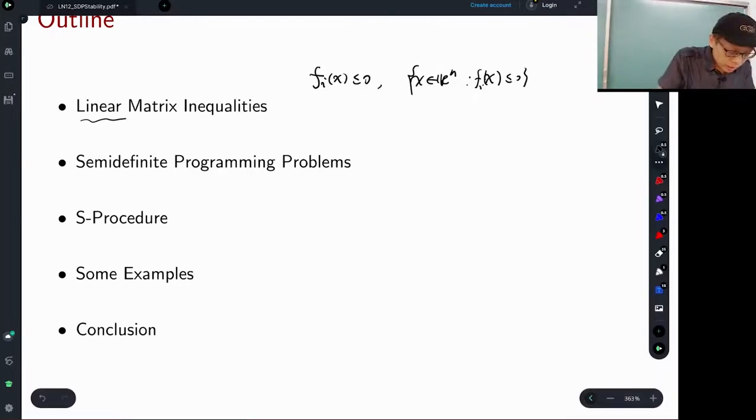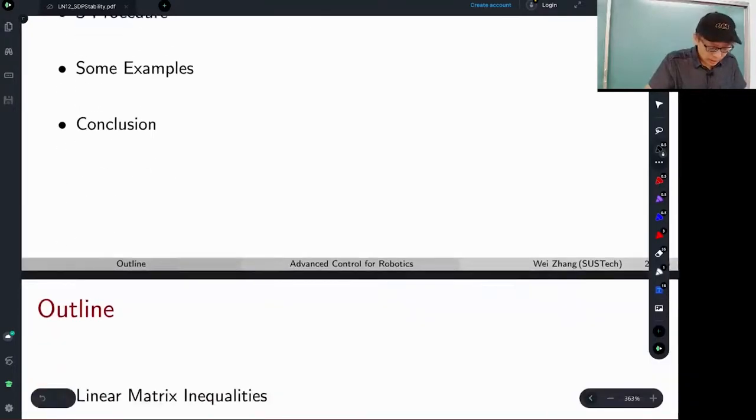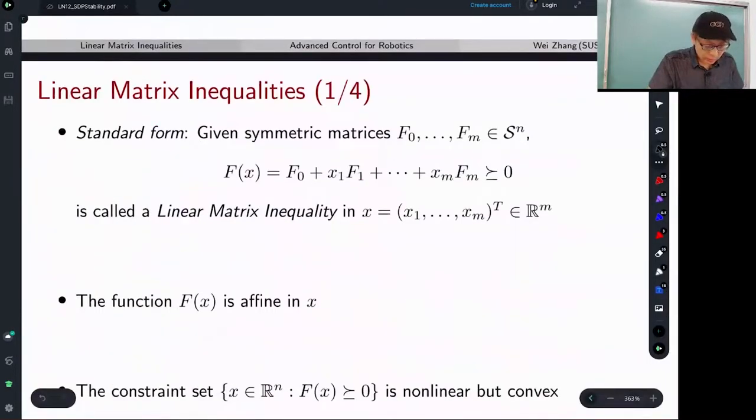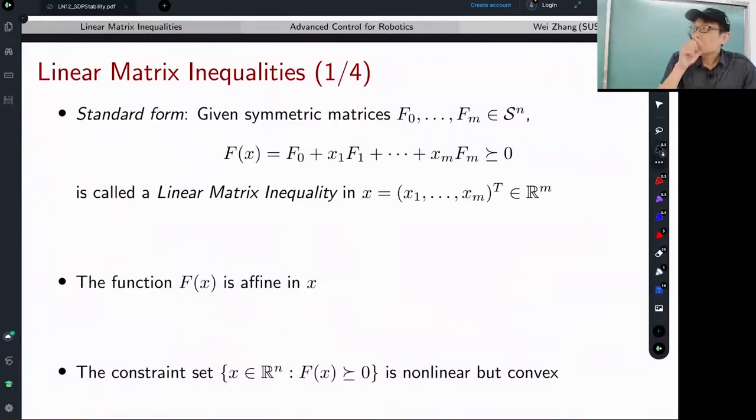Now today we are going to tell you about a special class of these inequality constraints, which are in terms of imposing semi-definiteness of a matrix, okay? Let's directly start defining this. Let's first define what a linear matrix inequality really is. There are many different ways to state matrix inequalities. This is one standard form.